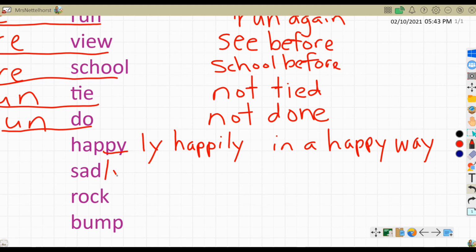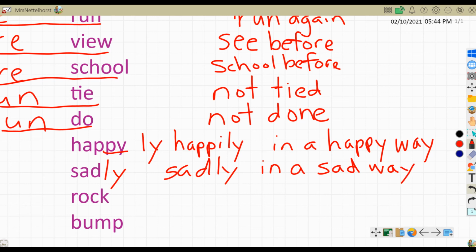Sadly, okay, we walked sadly back to class because recess was over. Sadly, it means in a sad way. You walk slow, you hang your head, because you know that recess is over and you're back to class in a sad way.